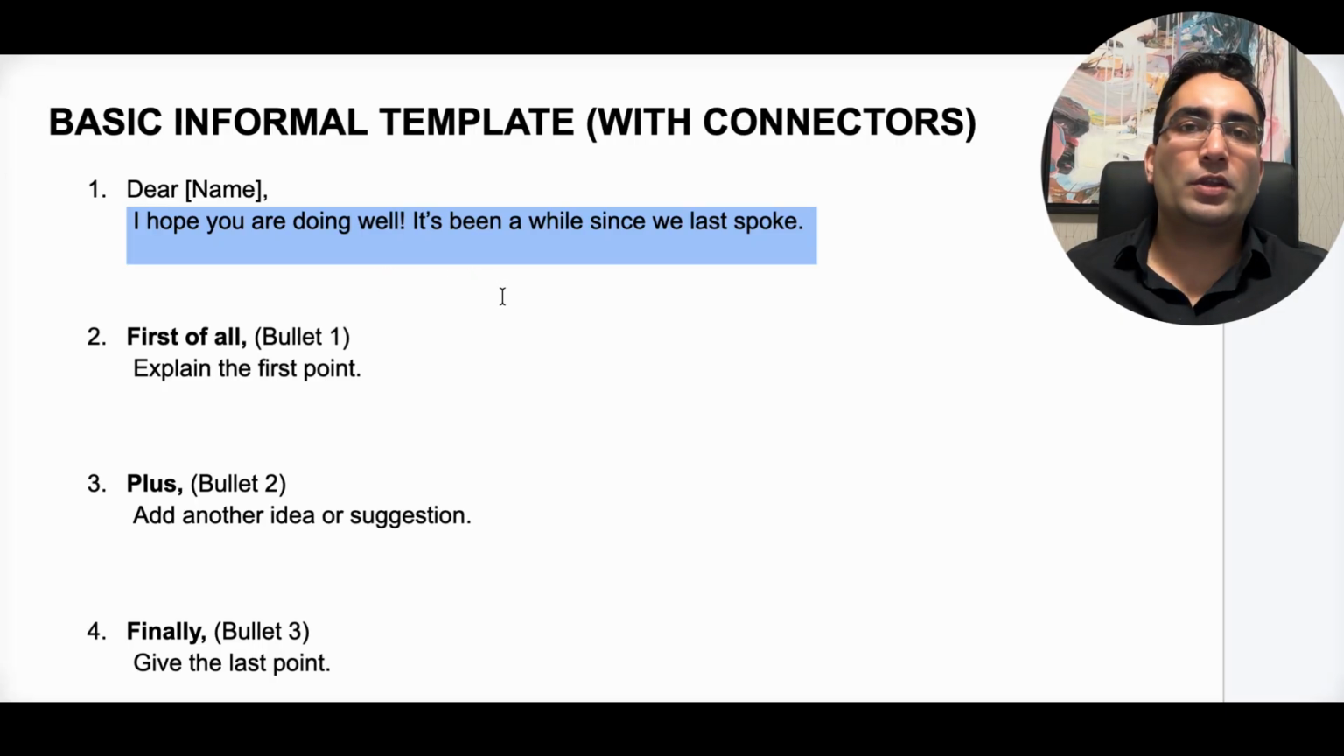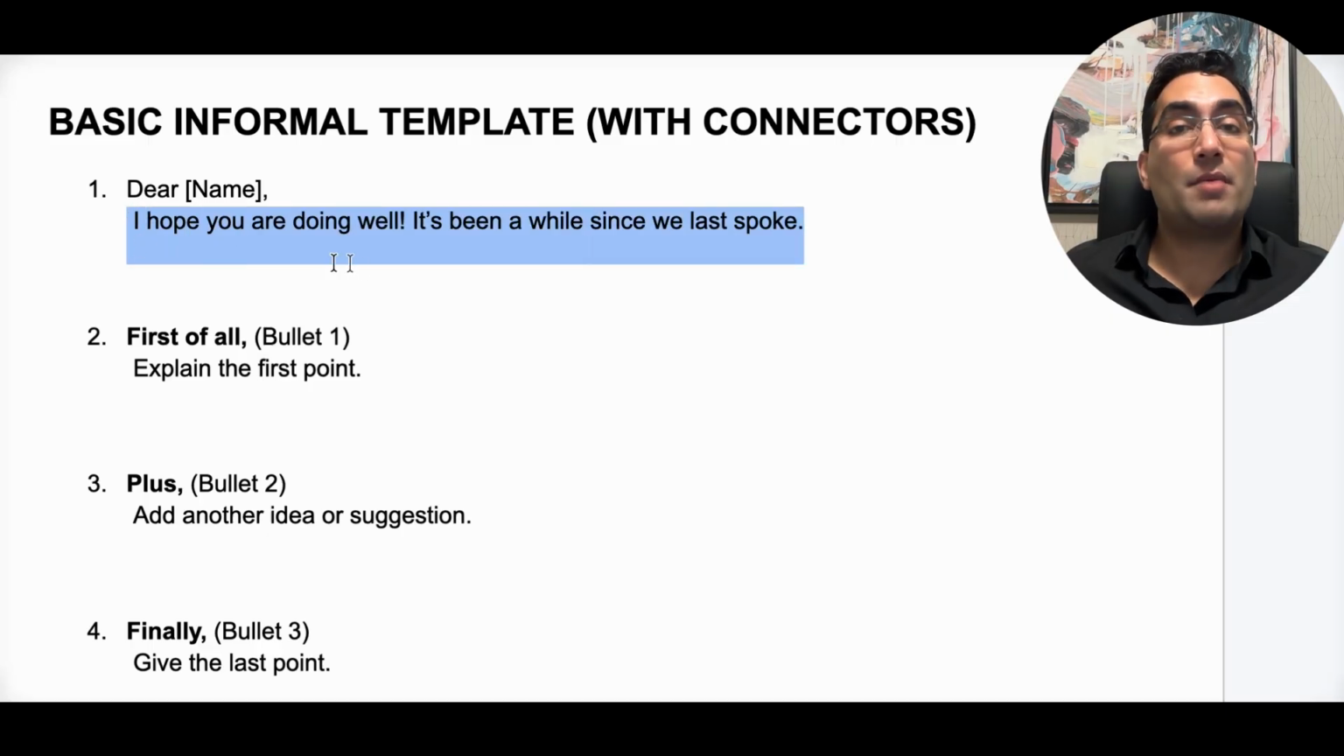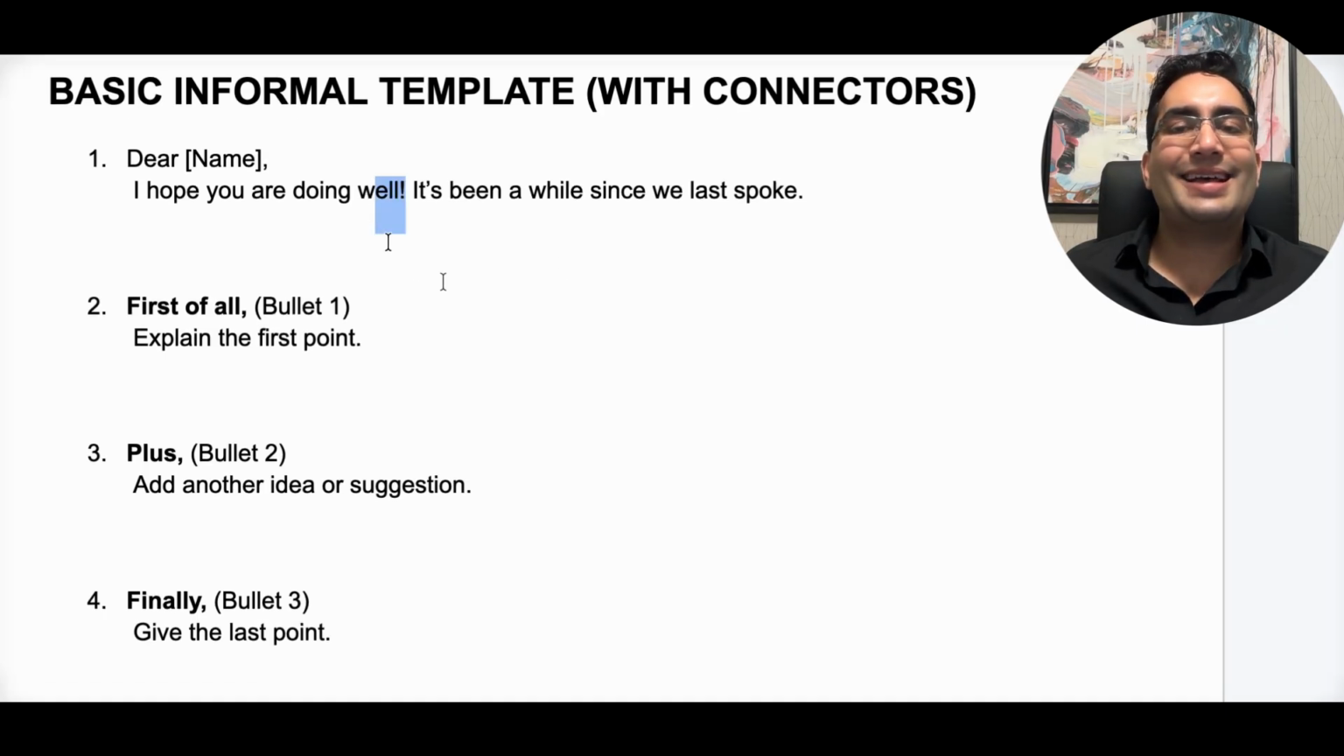The first thing you do when you meet friends or family is you are informal, you greet them. You say, I hope you're doing well. It's been a while since we last spoke. Simple greeting, something you can copy paste and something you can modify based on the context. You've got two sentences here, and this one has an exclamation mark, which I'll talk about later.